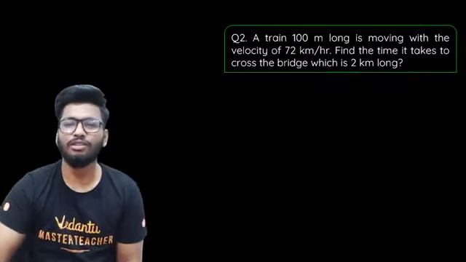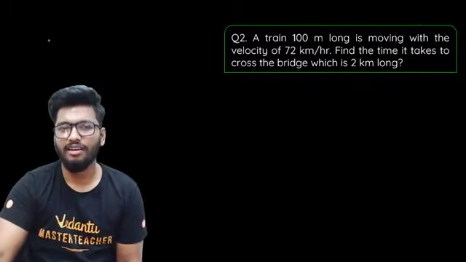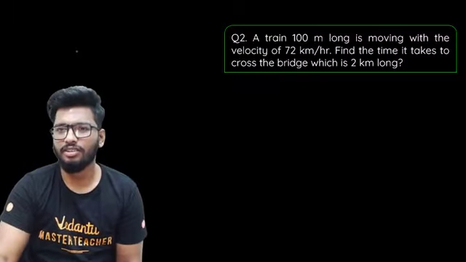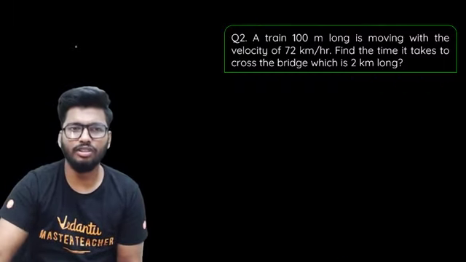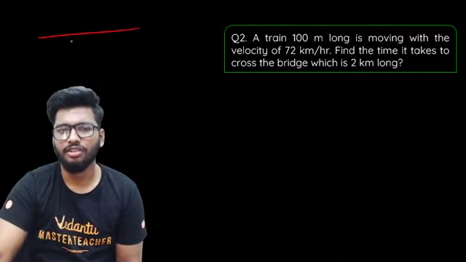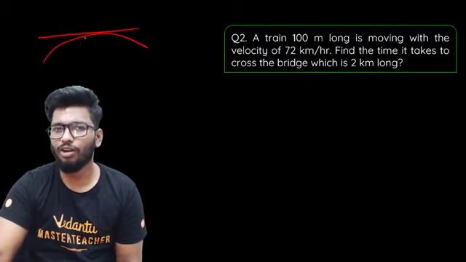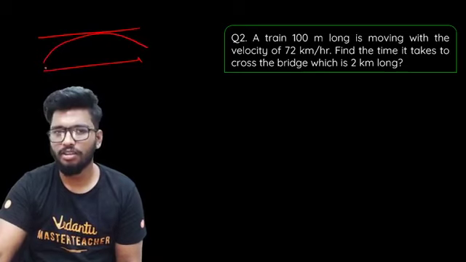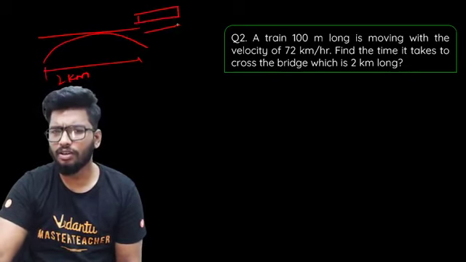A train which is about 100 meters long. So this is the platform, right? Sorry, this is the bridge. So there's a bridge, right? This is the bridge. And this bridge is about 2 kilometers long. And the train itself is about 100 meters long.